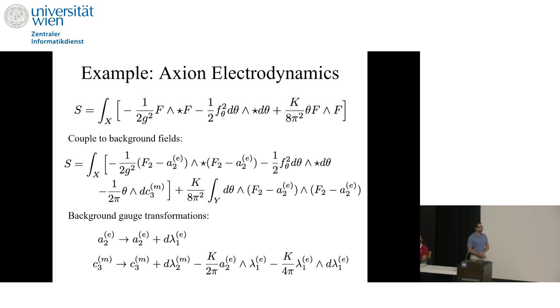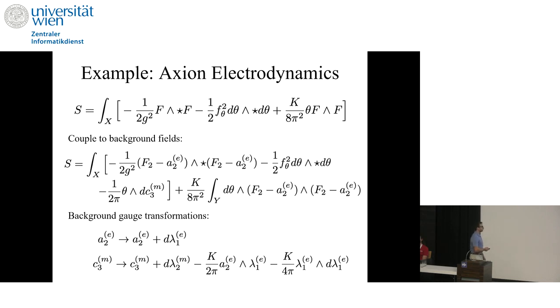And a prototypical example of this occurs in axion electrodynamics. In axion electrodynamics, we're coupling an ordinary gauge field A with field strength F to an axion, that is a periodic scalar field theta, through a Chern-Simons coupling of this form. This theory will have several electric and magnetic symmetries associated with A and theta. And here I've coupled the electric one-form symmetry that we're now familiar with for A to a background two-form gauge field, as well as the magnetic two-form symmetry for theta to a background three-form gauge field.